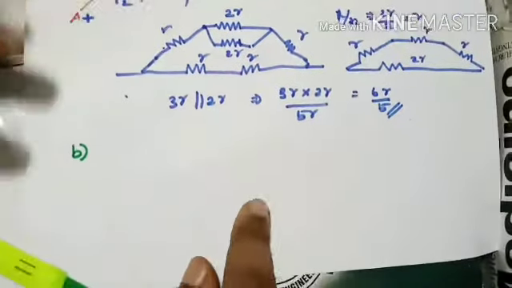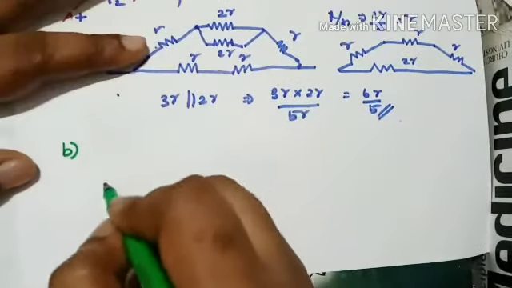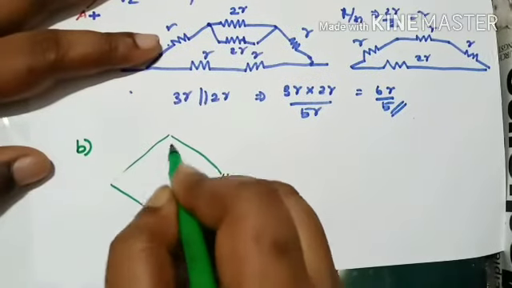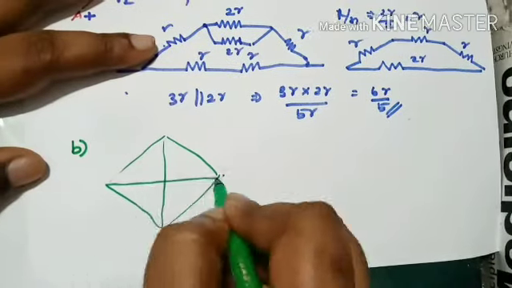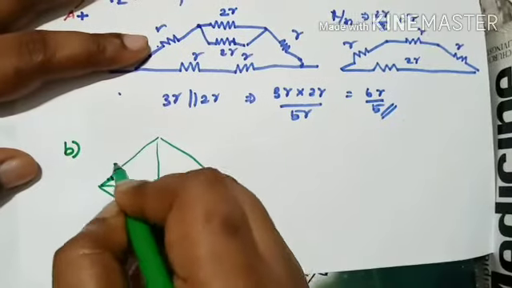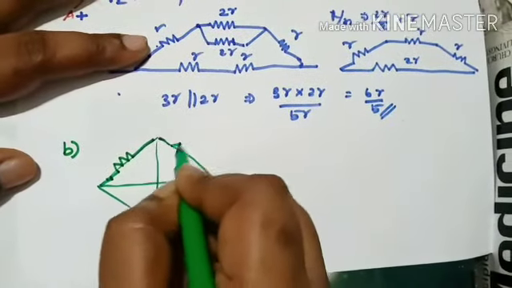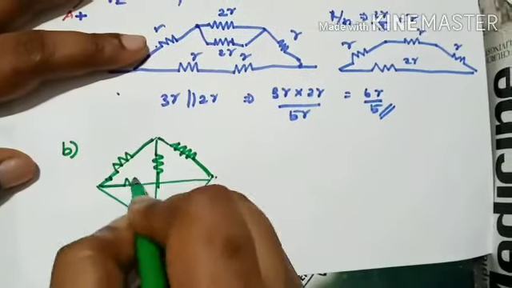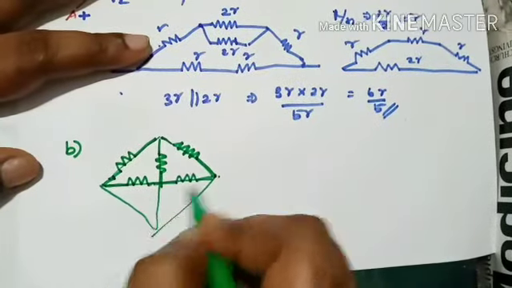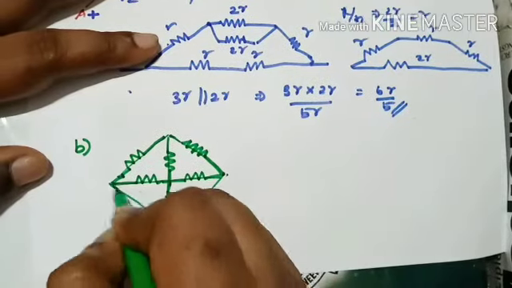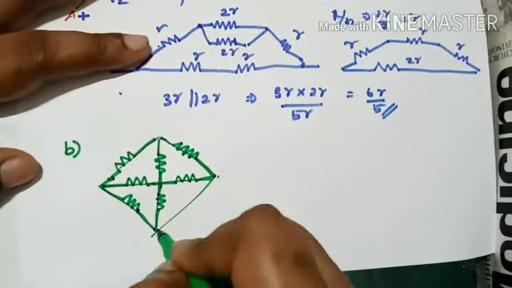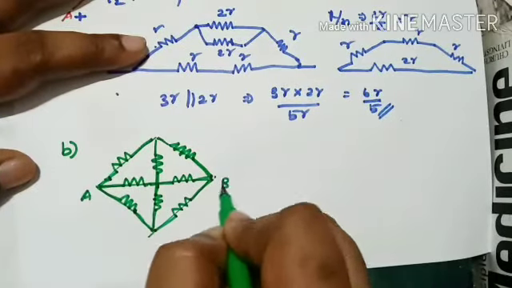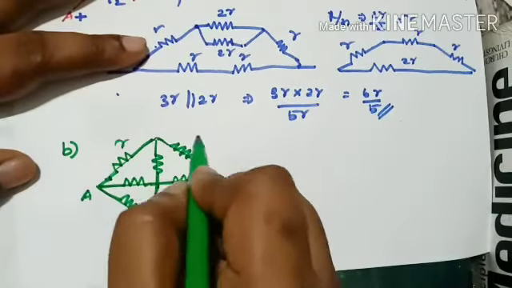Now let's see the next figure. Okay, I will draw it lightly because I have to draw resistances here. Right, now make it dark. Right, A, B, and all of them are R.